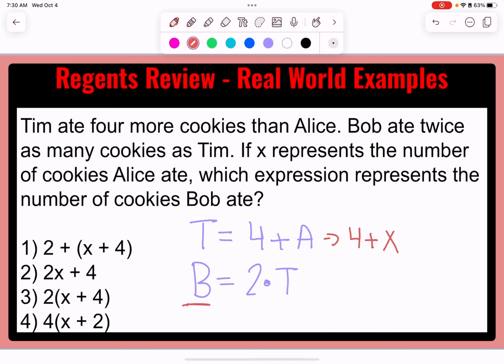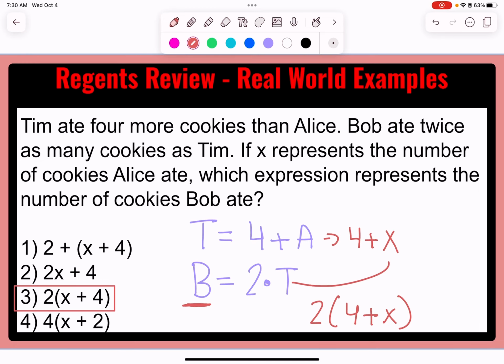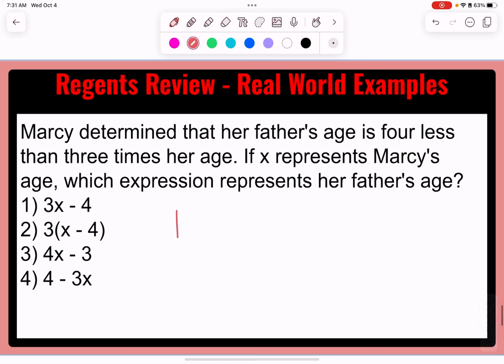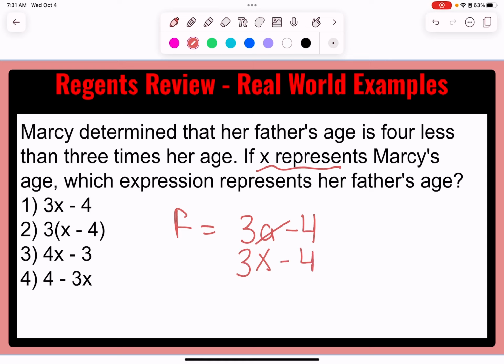Well, let me see what I know about Bob. I know Bob is 2 times whatever Tim is, and I know Tim is 4 plus x. So I'd be doing 2 times 4 plus x. And we could just switch that to x plus 4, which would be answer choice 3. And let's look at this very last question here. She determined that her father's age is 4 less than, remember switch order, 4 less than 3 times her age. And then it says if x represents her age, so 3x minus 4, which is answer choice 1.